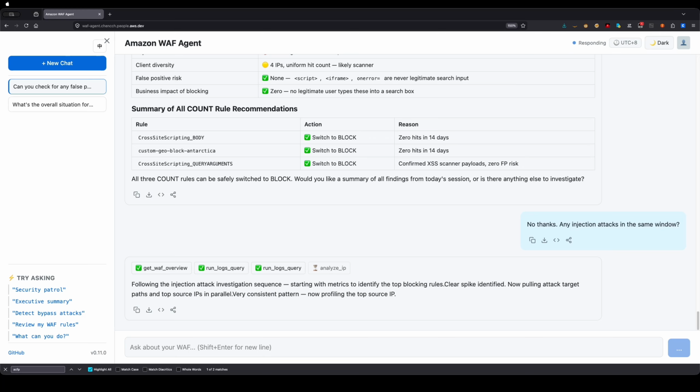And this is the slow one. Profiling an IP means several Athena queries, so this takes a while. It checks the request rate, the URIs, the IP hit, its fingerprint, and the payloads it sent, step by step, narrowing down each time, instead of querying everything at once. It's how a human analyst would work, just faster.